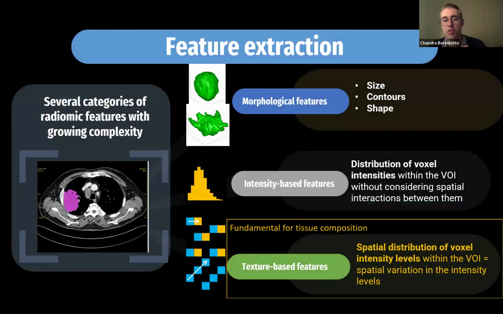Then you have feature extraction. Features are subdivided into several classes. Morphological features, very important for tumors: the size, the contours, the shape. Then intensity-based features, which are related to the modality you use, and then those which are fundamental in the transplant area, the texture-based features, because those textures apply also to organs.